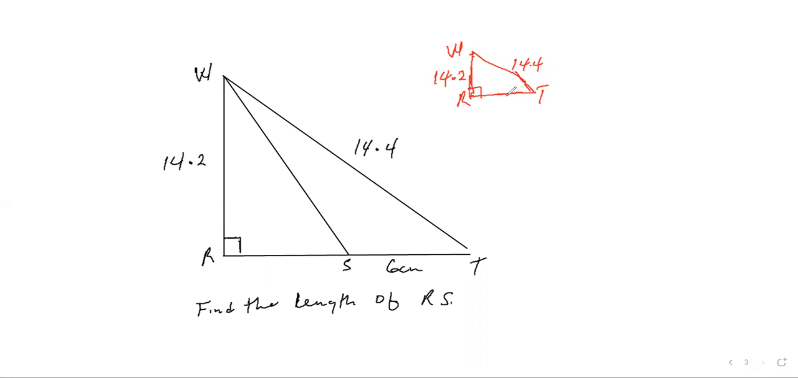We use the Pythagoras Theorem, am I right? We label the sides, so here that is C, A, and B. C square is equal to A square plus B square. So I put 14.4 squared is equal to 14.2 squared plus RT squared. All right. Now, what will I do next?